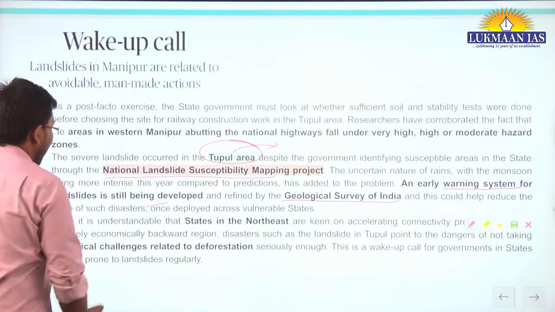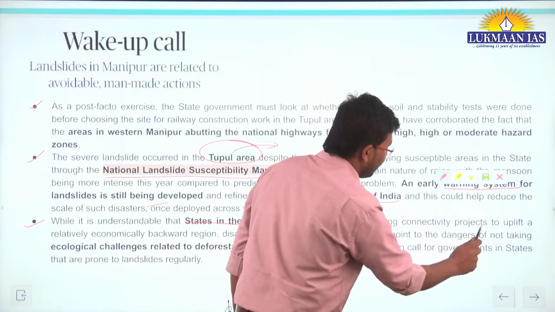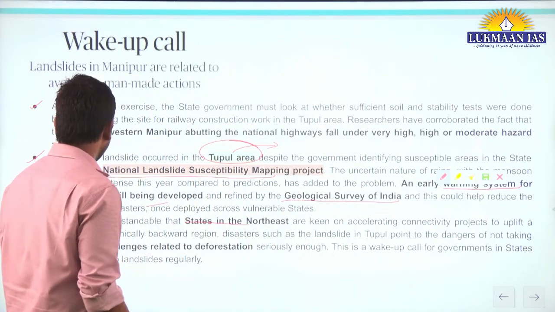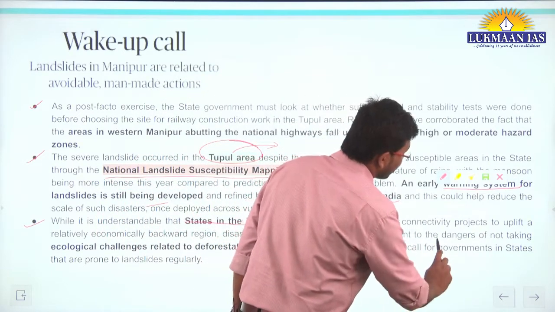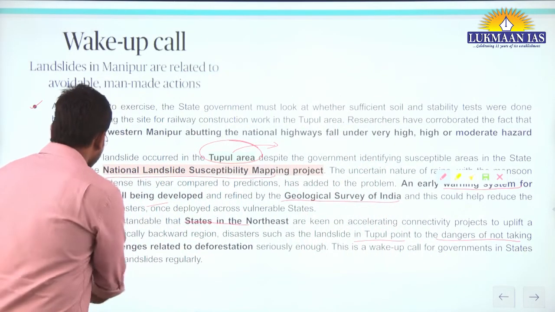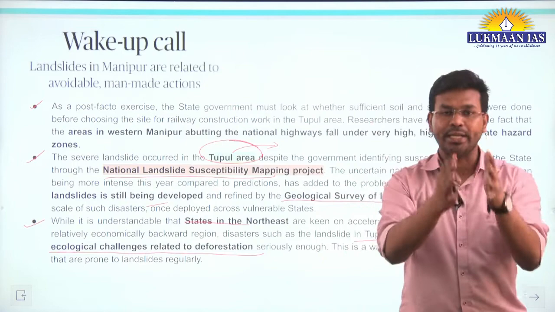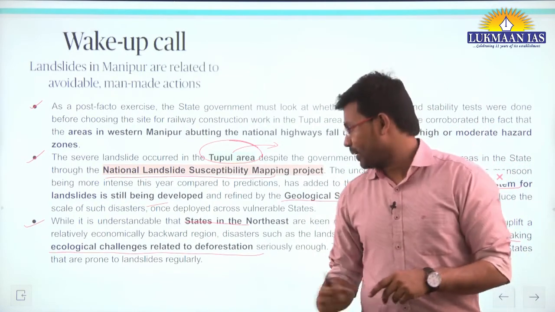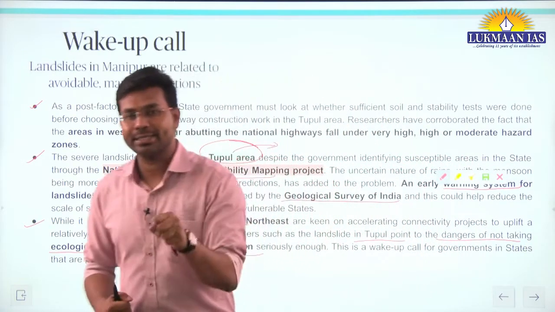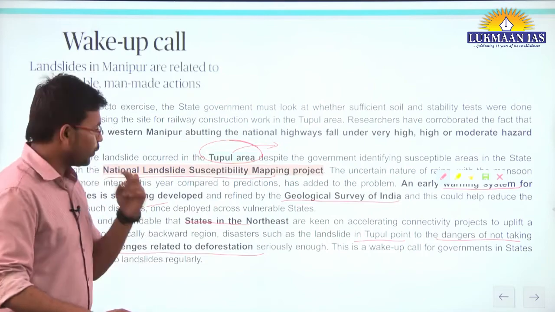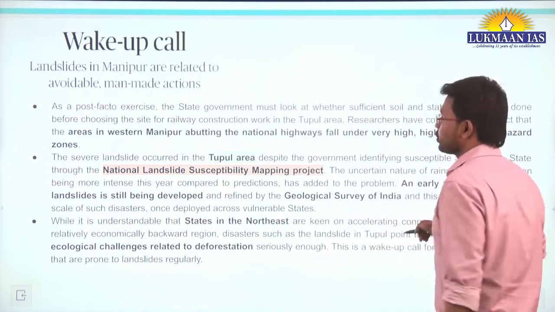Apart from this, while it is understandable that the states in the northeast are keen on accelerating connectivity projects to uplift a relatively economically backward region, disasters such as the landslide in Tupul point to the dangers of not taking ecological challenges related to deforestation seriously enough. So we need to understand the ecological challenges, we need to address them first, and only then should we think of doing developmental activities in these regions. So with this, let us move to the next topic.